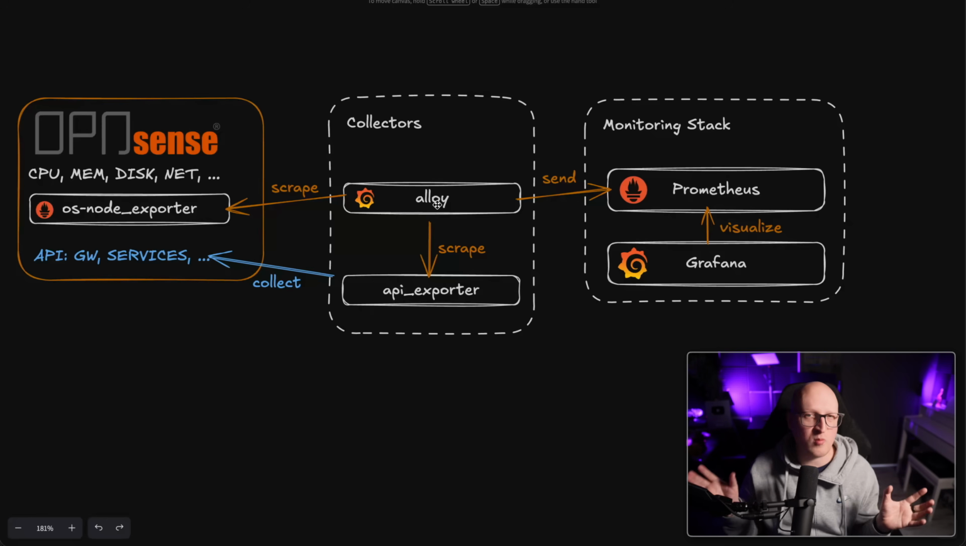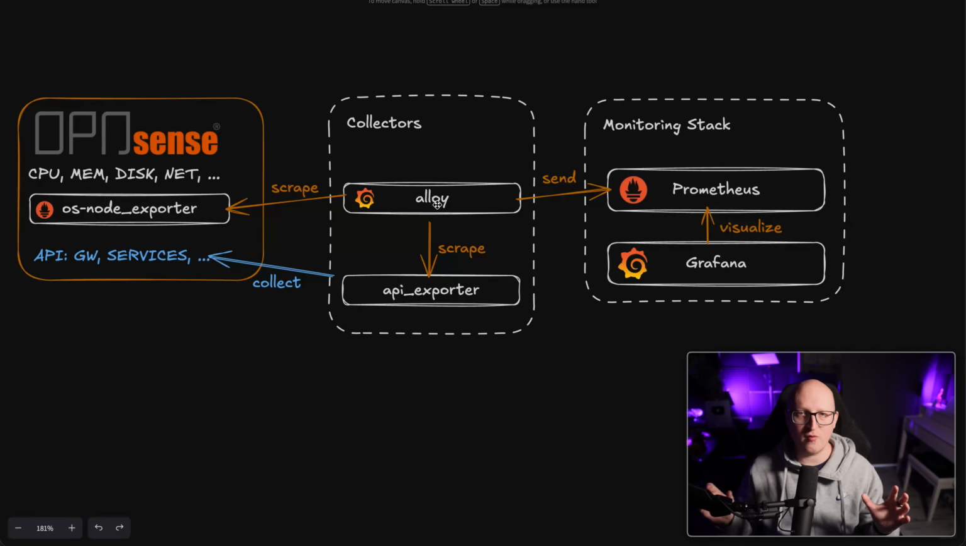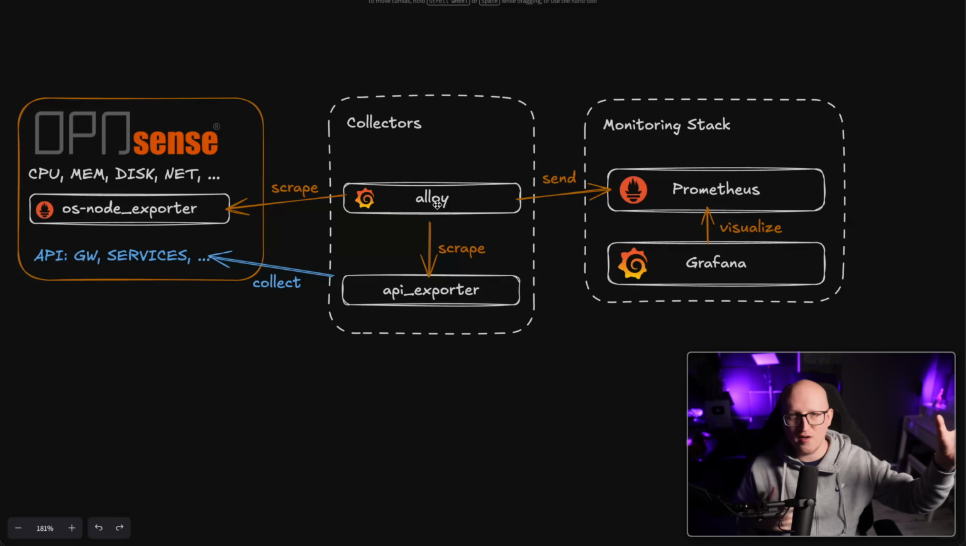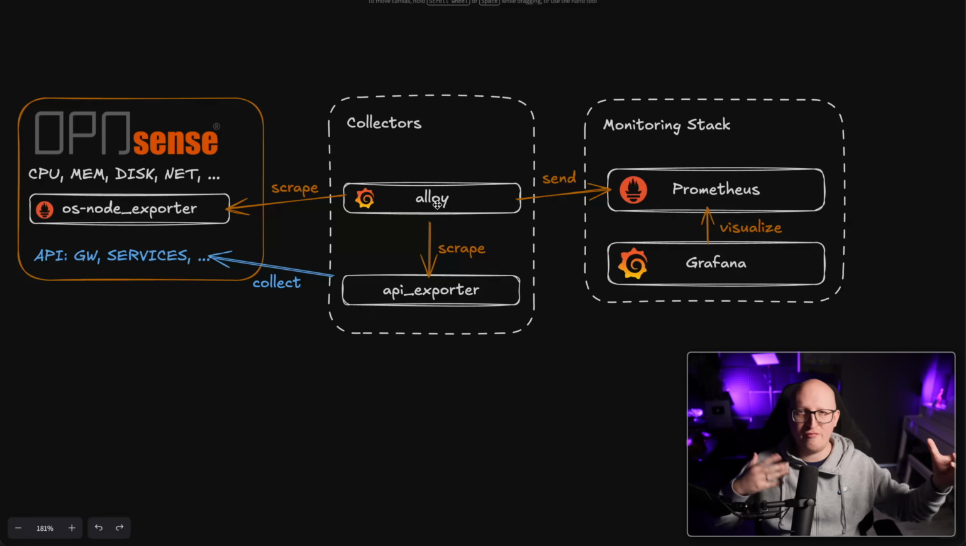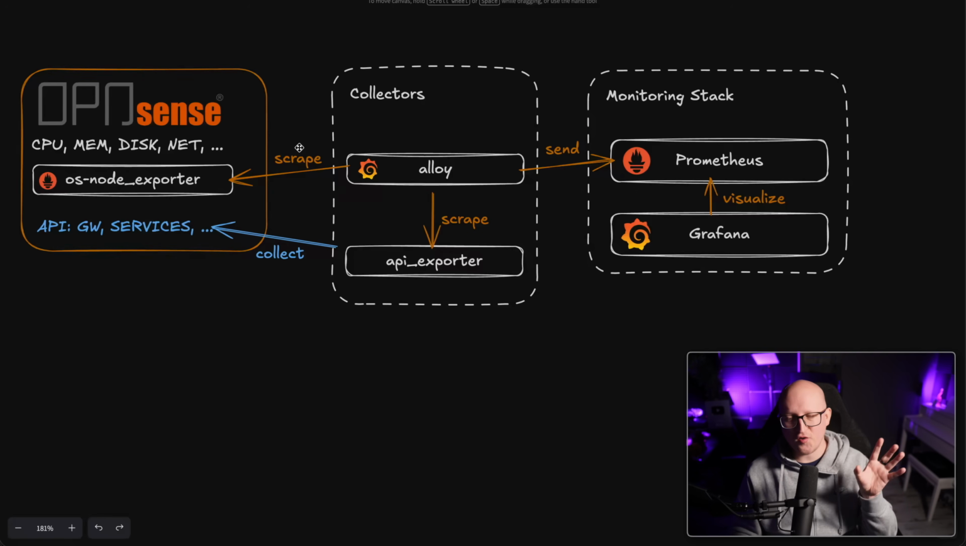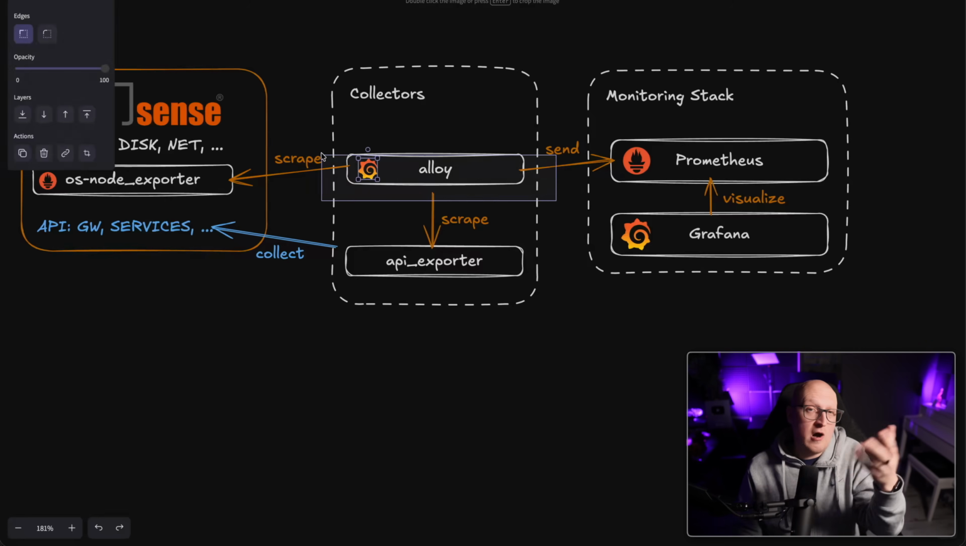Theoretically, you could do it without Alloy, but Alloy provides some nice features for changing labels or changing field names, adding certain values or filtering and stuff like that. And because for this OPNsense monitoring setup, we need to relabel a few fields or add a few values to this, I thought it might be easier to just throw Alloy in the mix.